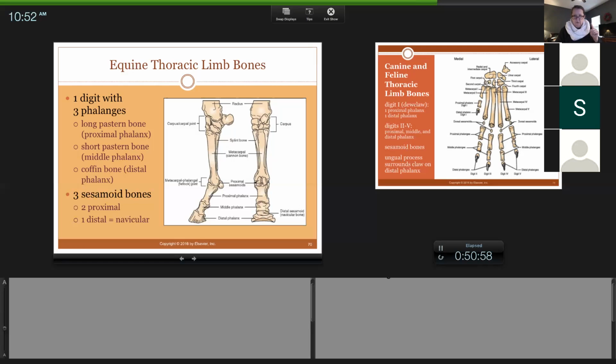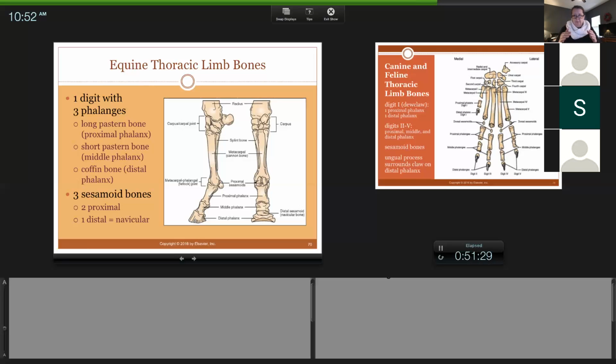But what I do need you to know is digit 1, which is called proximal phalanx, or P1, is the first digit. Digit 2 is the middle phalanx, or P2. And then the distal phalanx is P3. But they are called the long pastern, the short pastern, and the coffin bone.